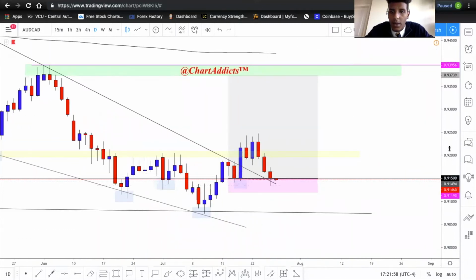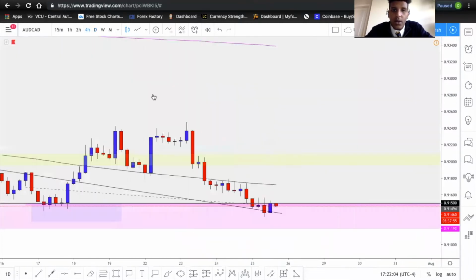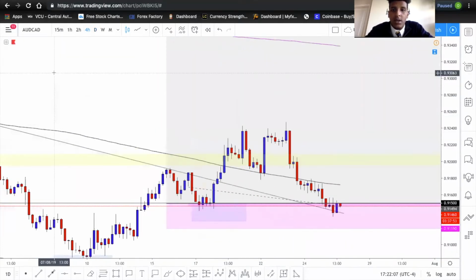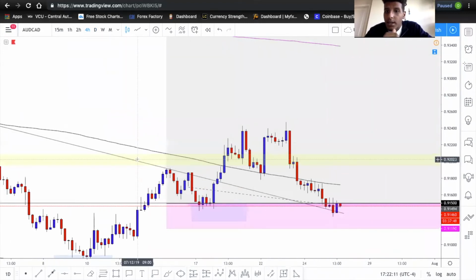Okay, I'm liking the rejection. Looks like some potential indecision, potential reversal. All right, 4 hour we did have a nice impulse that did engulf the last previous candle, and it looks like it did almost close above our 0.9500.